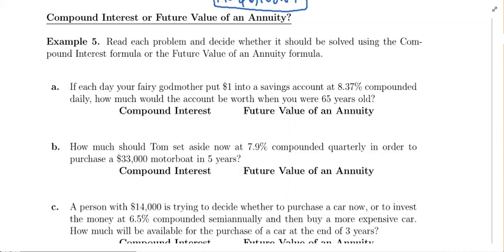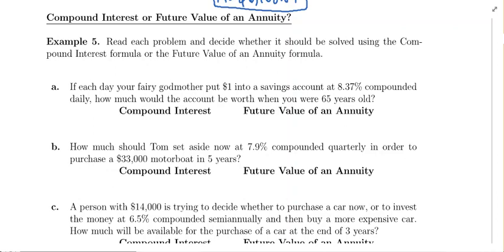Example 5, which is at the bottom of page 3, we have 11 different scenarios that we are going to read through, okay? And we're not going to solve these problems just yet. We're actually going to solve them later in the note packet. All we're doing in example 5 is determining whether each situation is a compound interest problem or a future value of an annuity problem, okay?